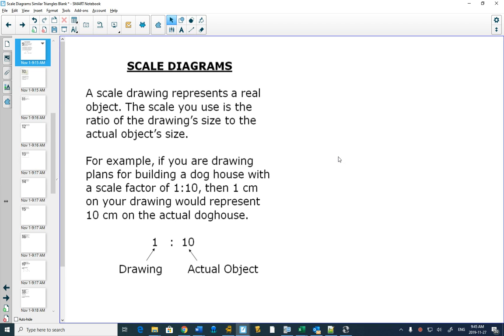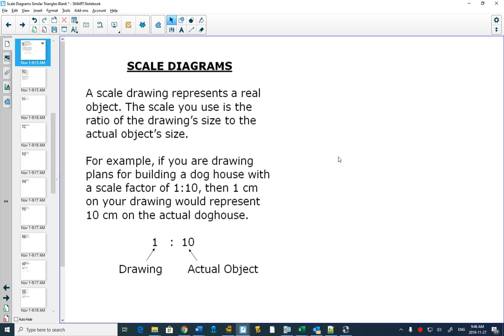It has a scale factor of 1 to 10. What that means, the first number represents your actual drawing. 1 centimeter on your actual drawing is 10 centimeters in real life. So the first number is your drawing. The second number is your actual object.